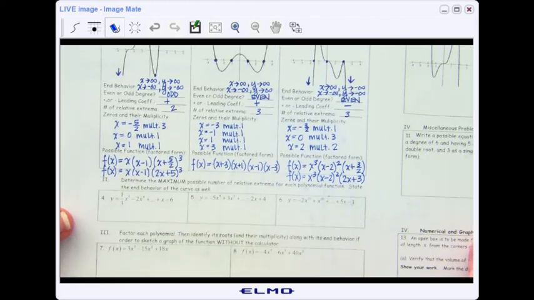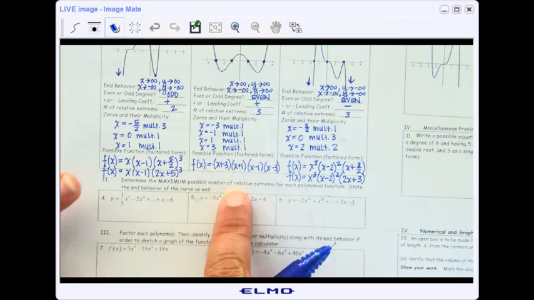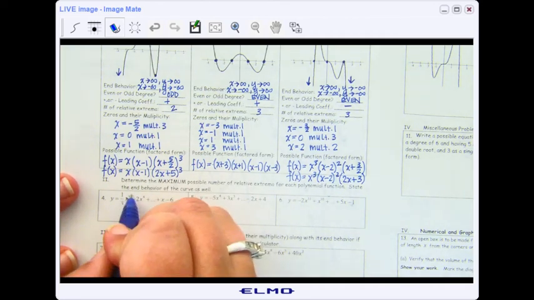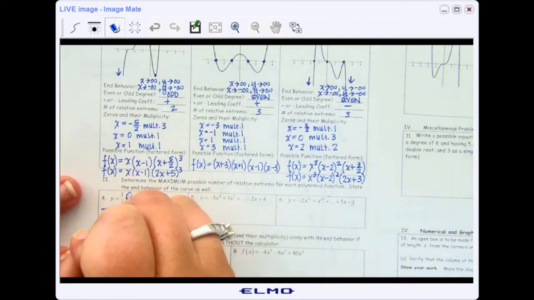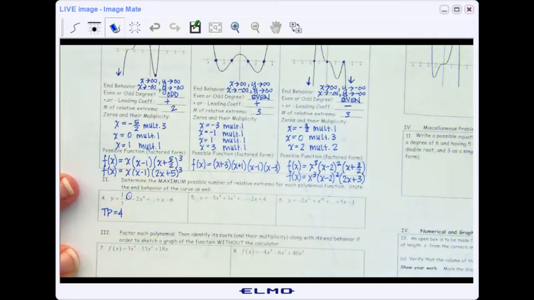In the next set of examples, it says determine the maximum number of possible relative extrema for each polynomial function and state the end behavior of the curve. So your relative extrema, remember, are your turning points. The maximum number is the highest degree minus 1. So the maximum number of turning points for this one is going to be 4.